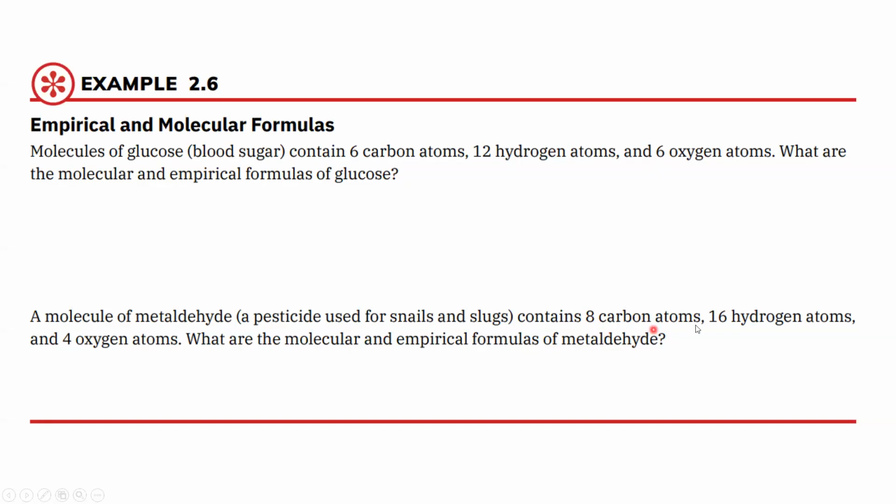And then with the metaldehyde, we can do the same thing, C8H16O4. And this 4 is going to be our greatest common factor. So we're going to be able to divide 8 by 4. We're going to be able to divide 16 by 4. Of course, we'll be able to divide 4 by 4. So we'll wind up with an empirical formula of C2H4O.